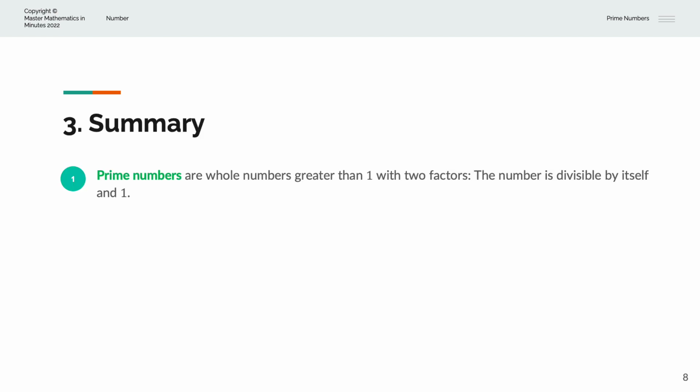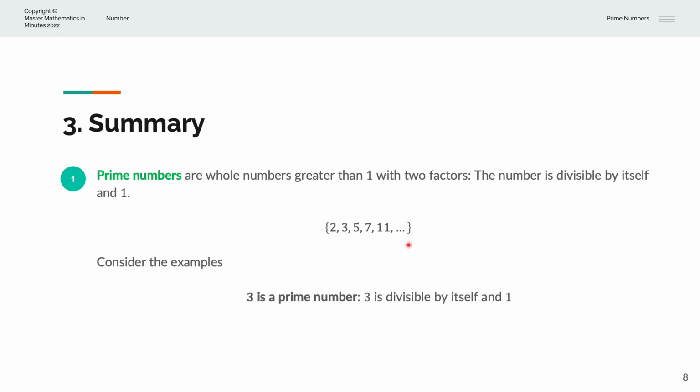To summarize, prime numbers are whole numbers greater than 1 with two factors. The number is divisible by itself and the number 1. For example, the numbers 2, 3, 5, 7, 11, and so on are prime numbers. Consider the following examples. 3 is a prime number because 3 is divisible by itself and the number 1 only. However, 4 is not a prime number because 4 is divisible by itself, the number 2, and 1.